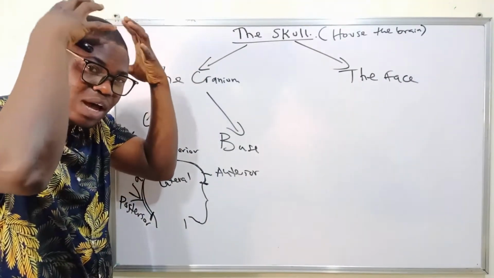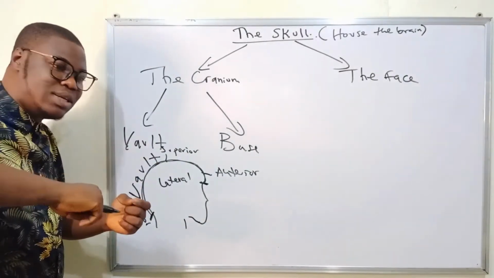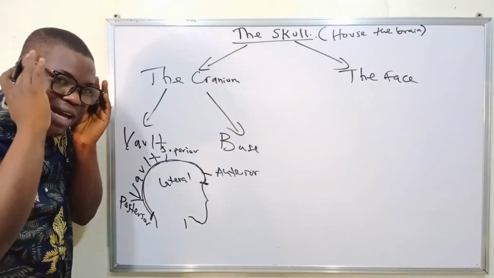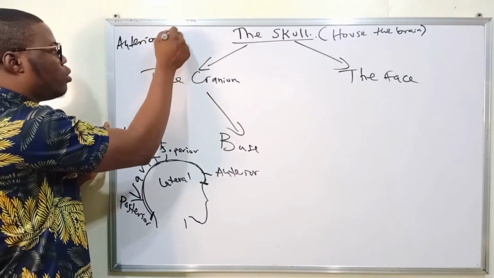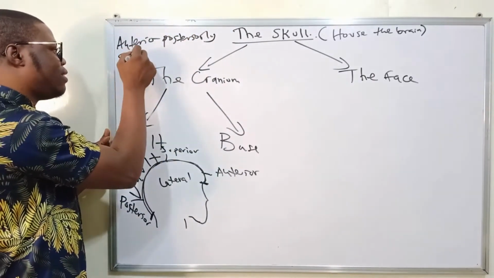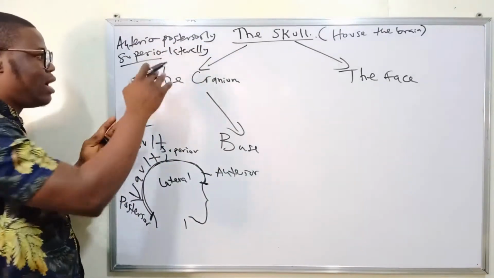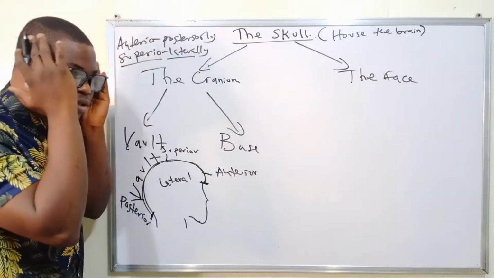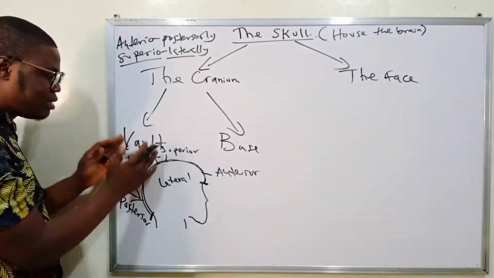The function of the vault is to house the brain. The vault is enclosing the brain anteriorly, posteriorly, superiorly, and laterally. Anteriorly, posteriorly means from front to back, and superiorly means the top, and laterally means by the side. So it is covering the brain from the top to the sides, and from the front to the back. That is the vault.